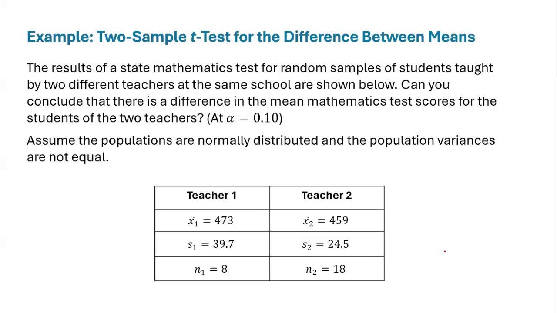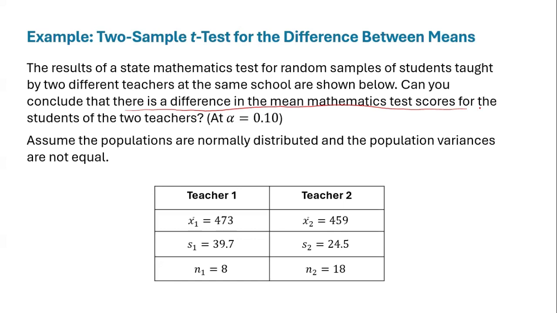So let's look at this first example. It says the result of a state mathematics test for random samples of students taught by two different teachers at the same school are shown in this table. Can you conclude that there is a difference in the mean mathematics test scores for the students of the two teachers? When he says there is a difference between the mean score, that means the mean scores are not equal to each other. They are different from each other.